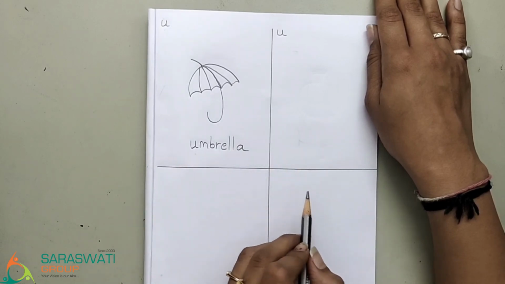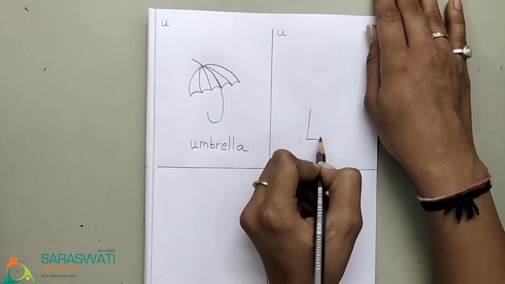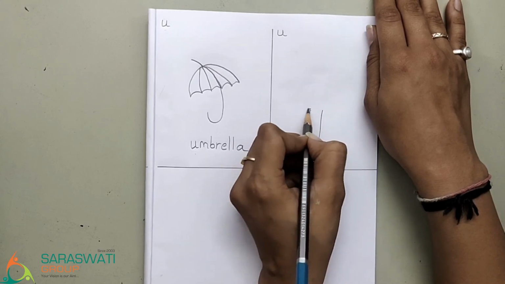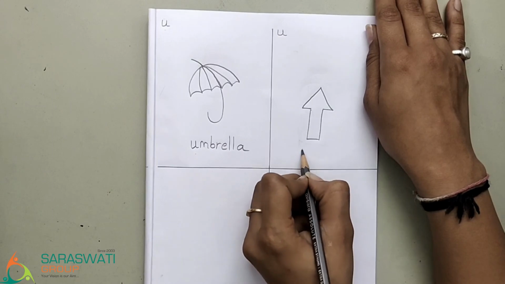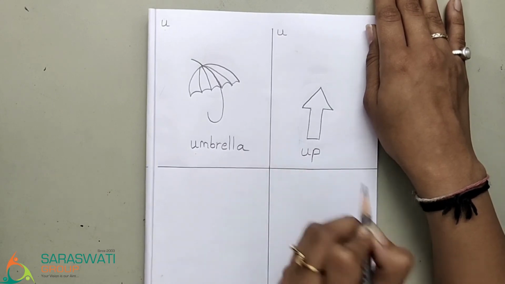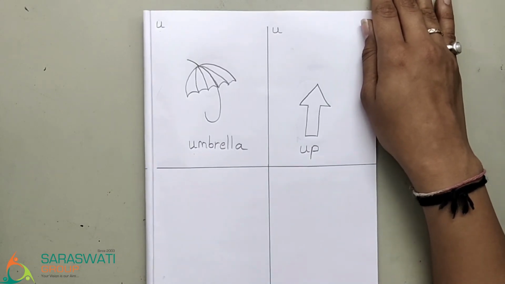Now Didi will do another illustration. Which sign is this? This is up sign. What is the initial sound of up?